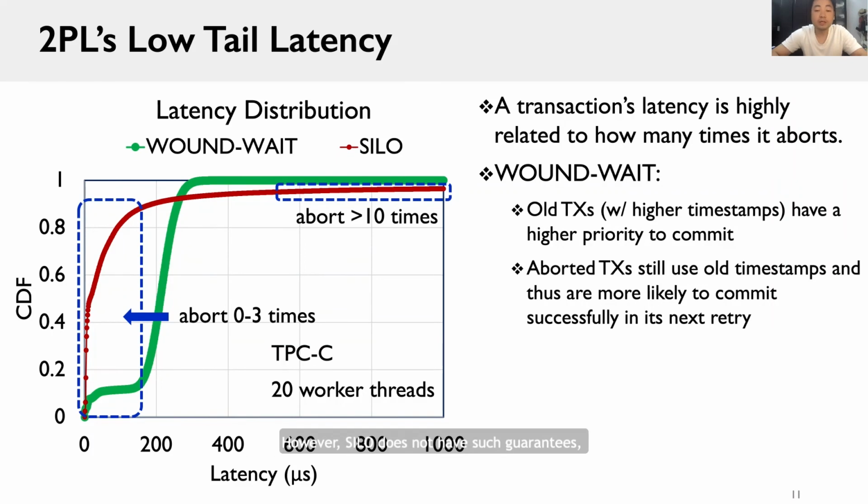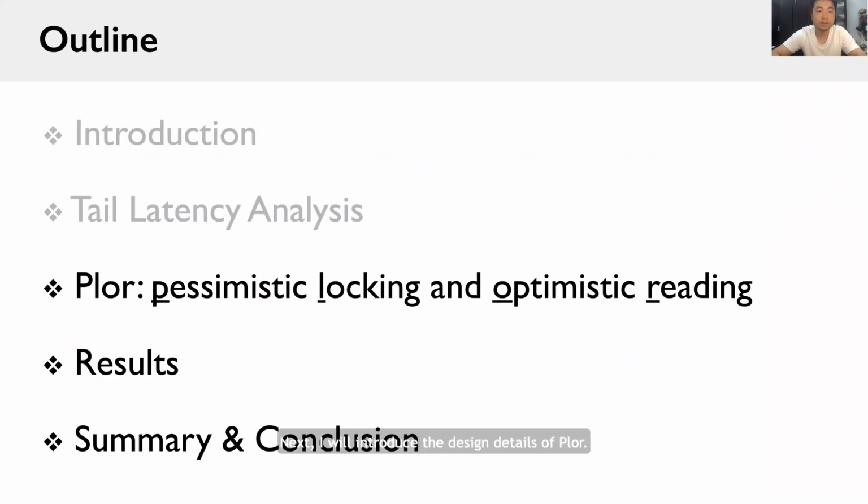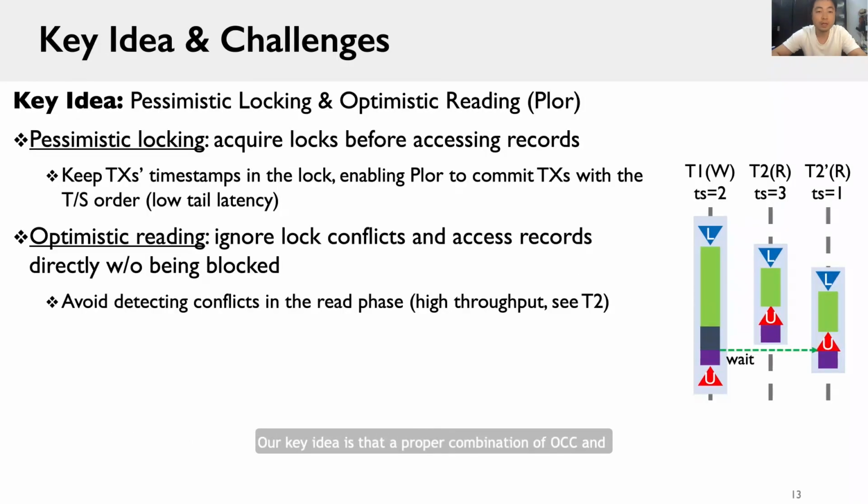However, Silo does not have such guarantees, and aborted transactions have the same chance as newly invoked ones to commit. Next, I will introduce the design details of Plor. Our key idea is that a proper combination of 2PL and wound-wait is able to achieve both high throughput and low tail latency. We therefore introduce pessimistic locking and optimistic reading, or Plor.